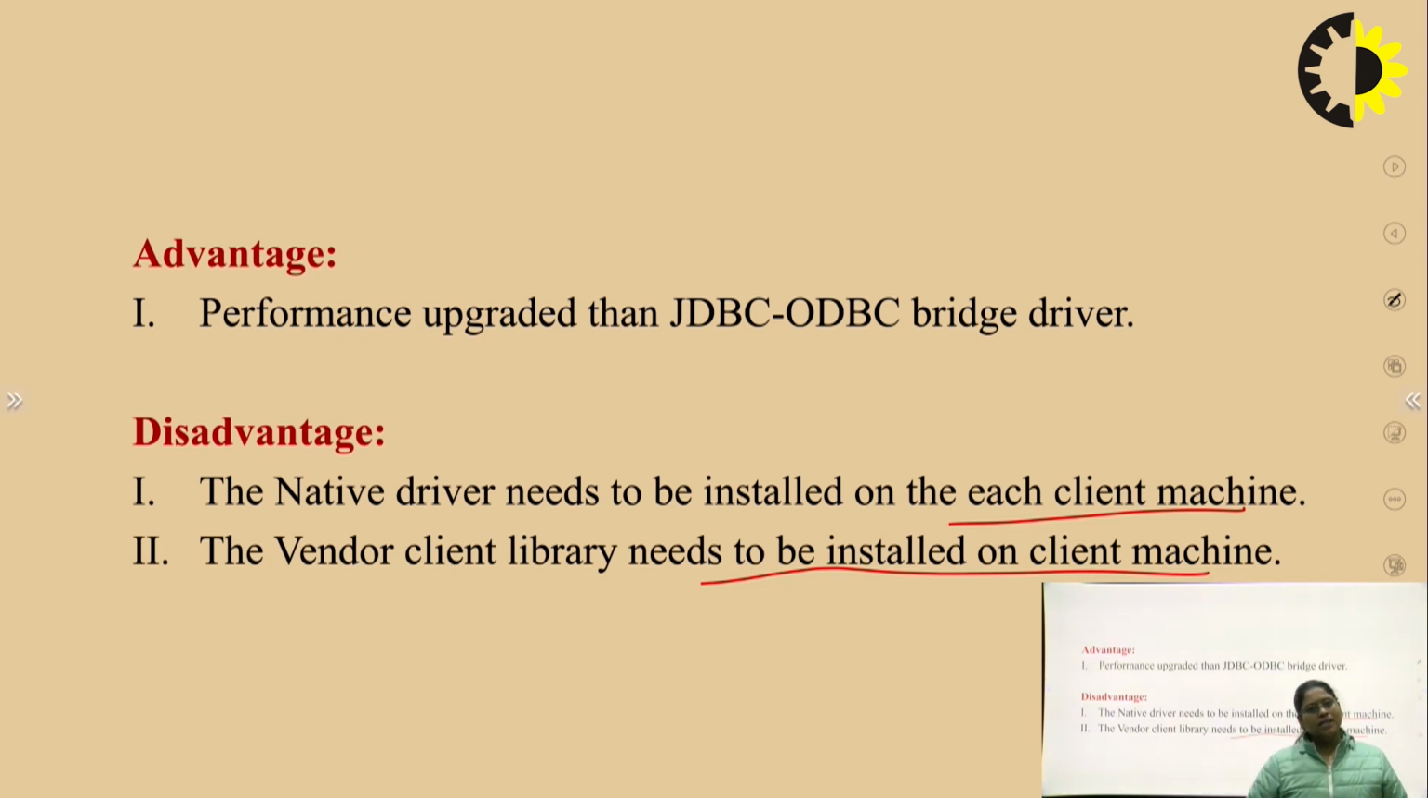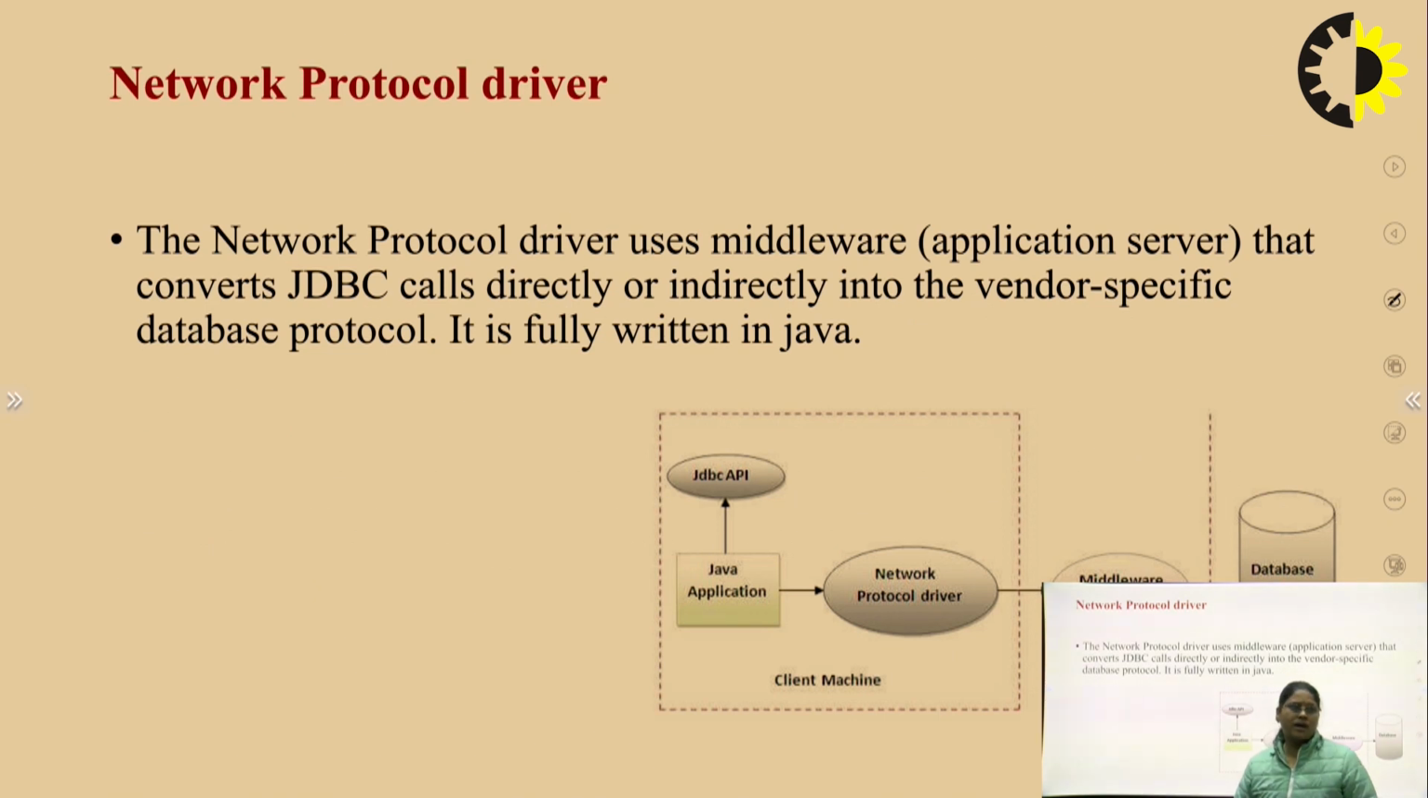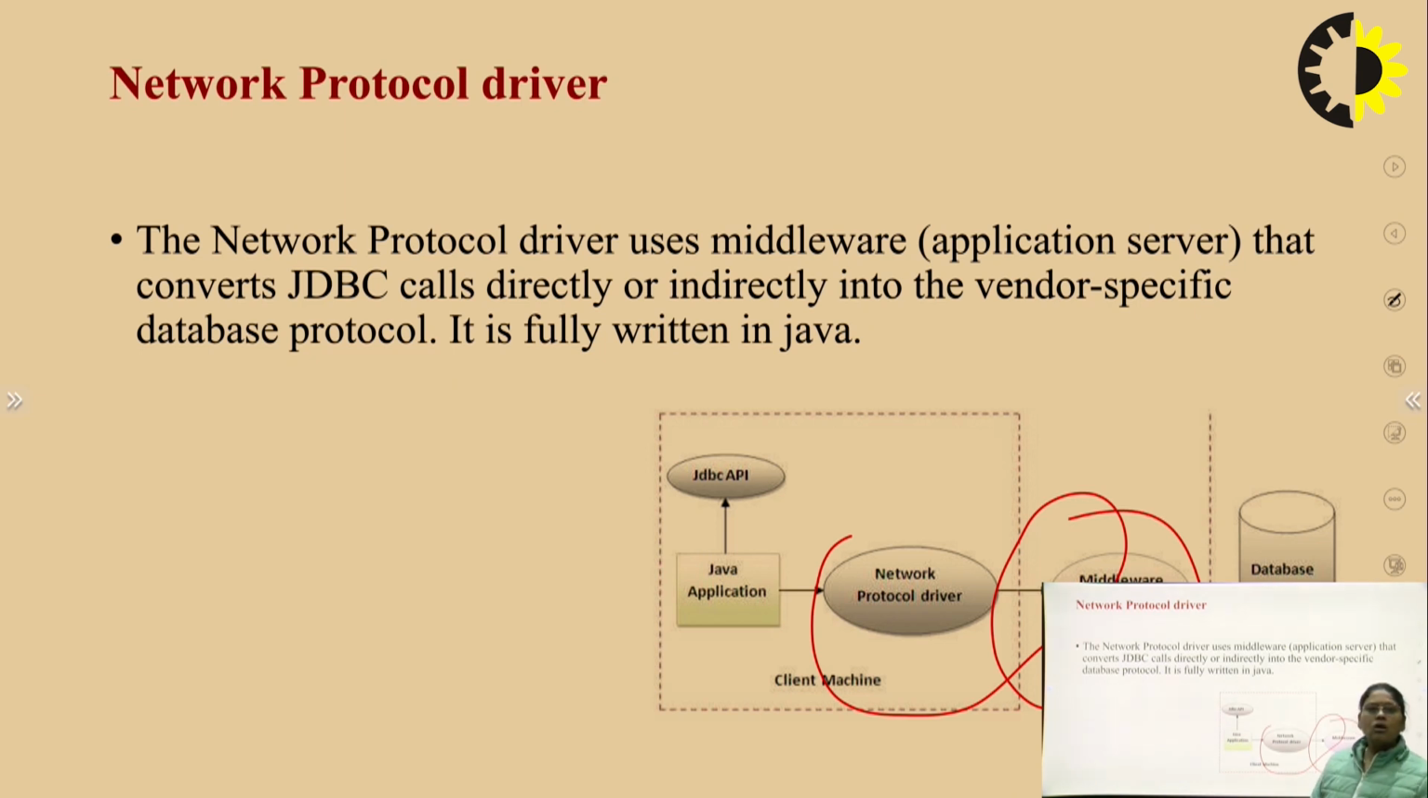So we have replaced these two drivers with the next driver, that is the network protocol driver. The network protocol driver uses some middleware. It uses the middleware concept, which means one part is on the client side and another is on the server side. The protocol driver uses a middleware application server that converts JDBC calls directly or indirectly into the vendor-specific database protocol call, and it is fully written in Java. So nowadays we are using this network protocol driver.